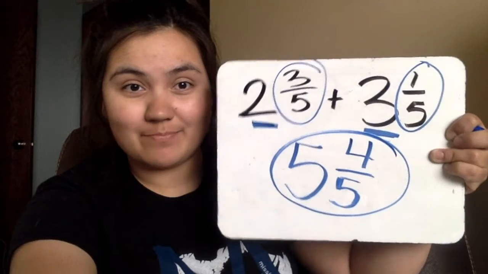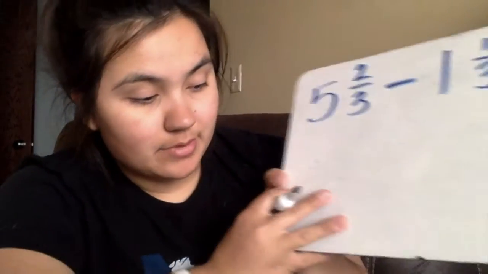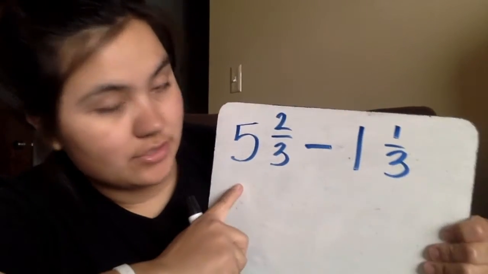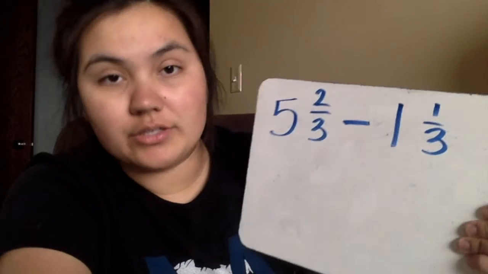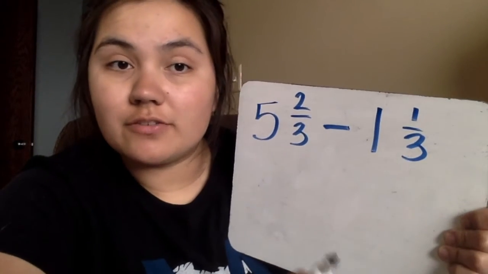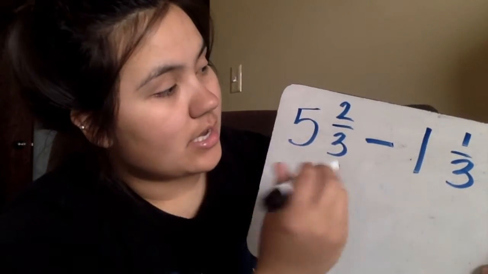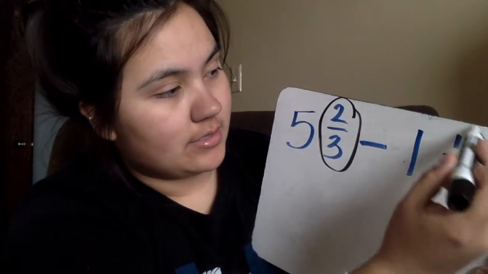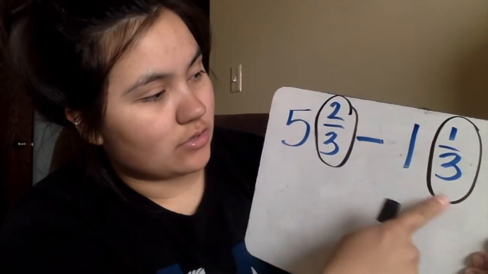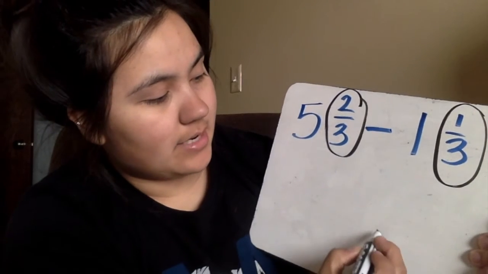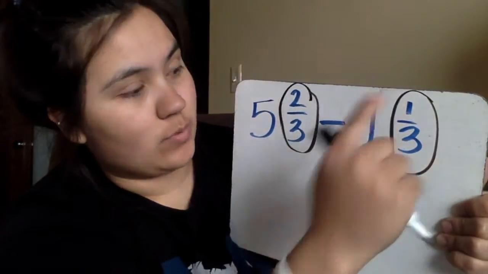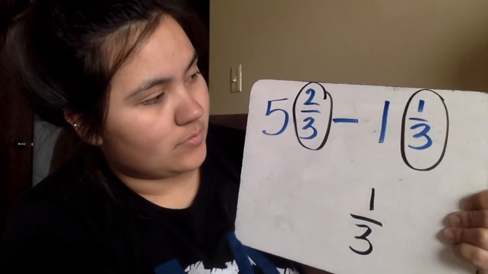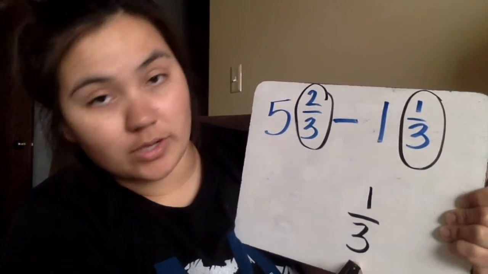That was easy peasy. Okay, in your book, we're looking at example 4. Example 4 says to subtract 5 2/3 minus 1 1/3. Okay, we're going to do the fractions first. So that would be 2/3 and 1/3. When you subtract those, since we have common denominators, you just look at the numerator. 2 minus 1 is 1. So 2/3 minus 1/3 is 1/3.